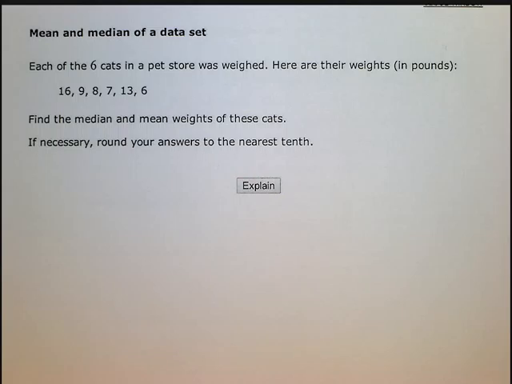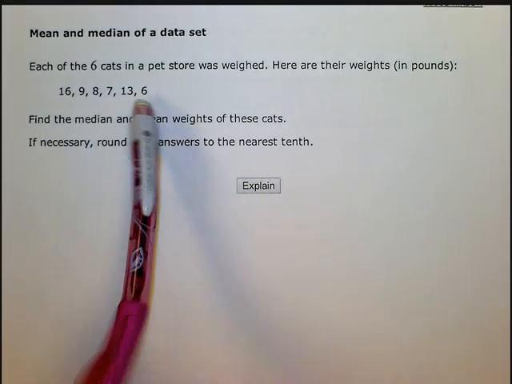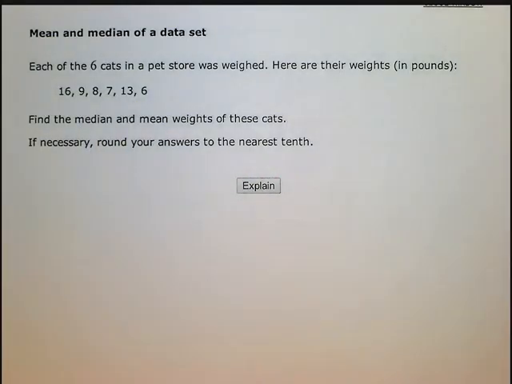Find mean and median of the data set. Each of the 6 cats in a pet store was weighed. Here are their weights in pounds: 16 pounds, 9 pounds, 8 pounds, 7 pounds, 13 pounds, and 6 pounds. Find the median and the mean weights of these cats. If necessary, round your answers to the nearest tenth.